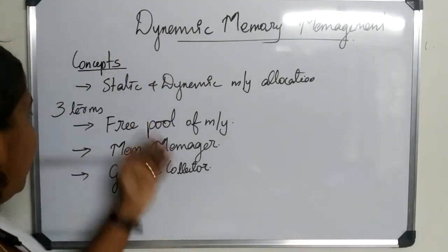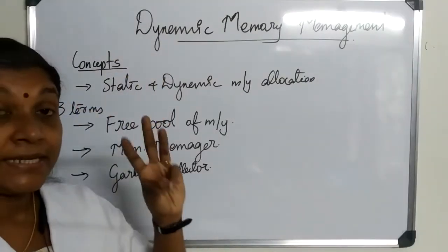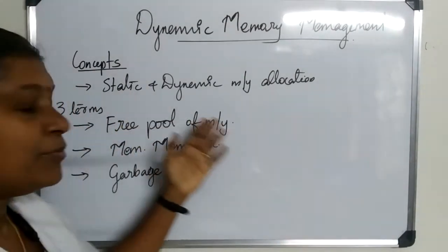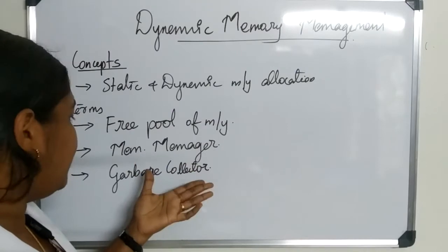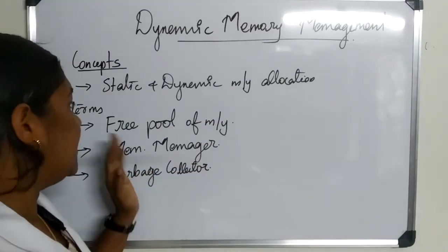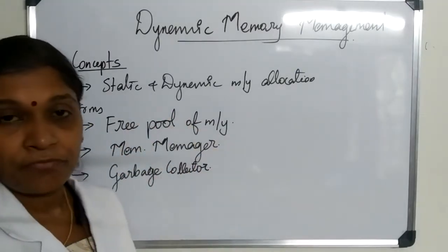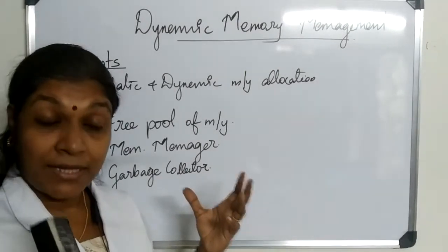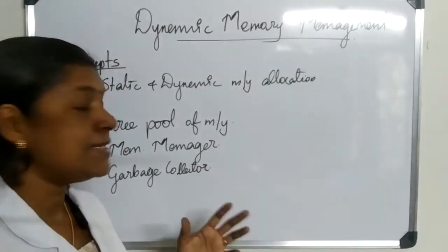Okay, so moving on, there are mainly three terms in dynamic memory management. That is the free pool of memory concept, then the memory manager, and the garbage collector. So the first point, free pool of memory. Free pool of memory means the total available amount of memory present in the system.